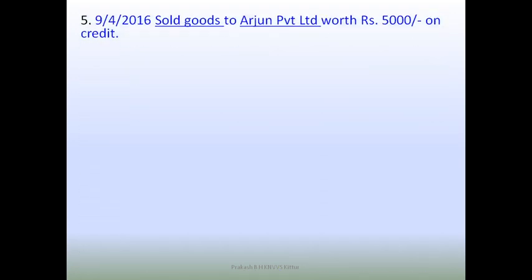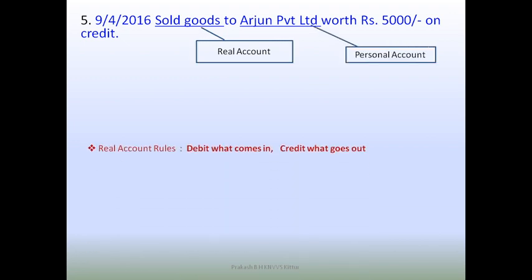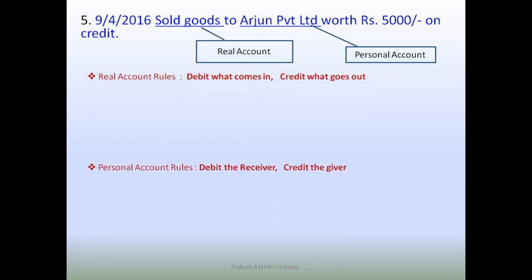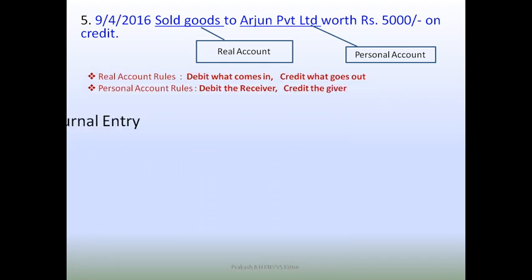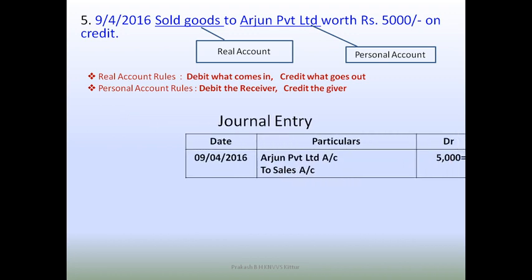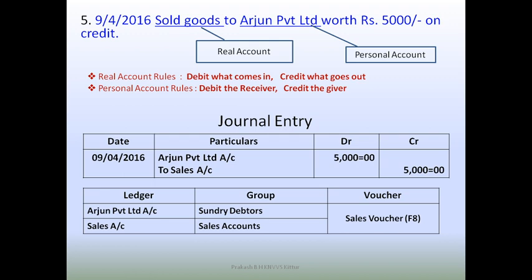Now the fifth transaction, that is 9/4/2016, sold goods to Arjun Private Limited worth Rs 5,000 on credit. Here the company sold the goods to Arjun Private Limited on credit, so there is no involvement of cash. Hence Arjun Private Limited is a personal account, and then sold goods. Sold goods comes under the sales account. It is a real account.